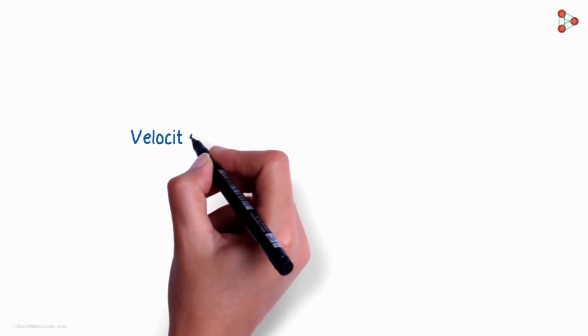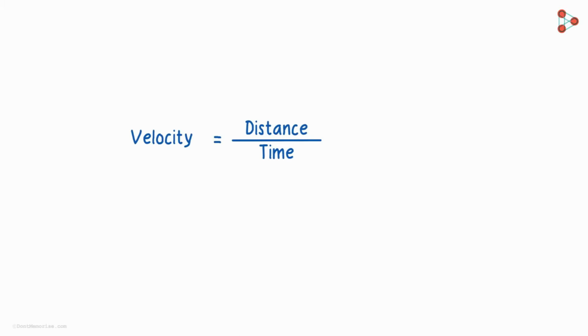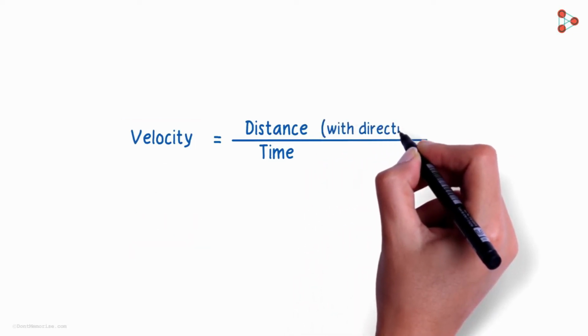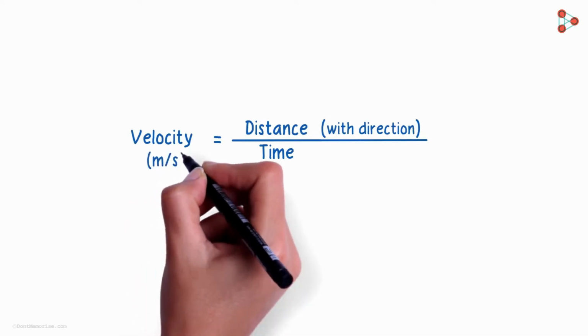What do you know about velocity? Can you tell me what velocity is in terms of distance and time? Velocity is the distance covered in given amount of time. We are aware that velocity is a vector quantity and is direction aware. It's speed with direction. What about the standard unit of velocity? The standard unit for velocity is meters per second.